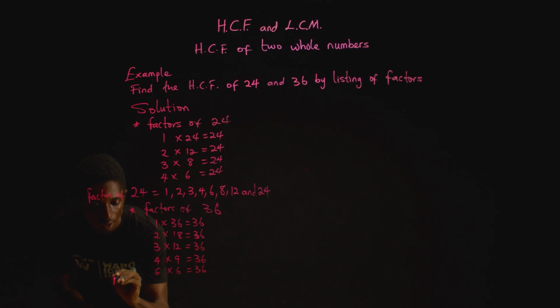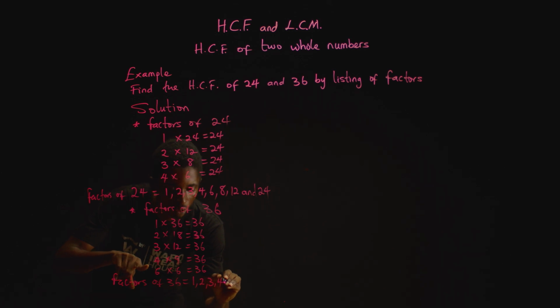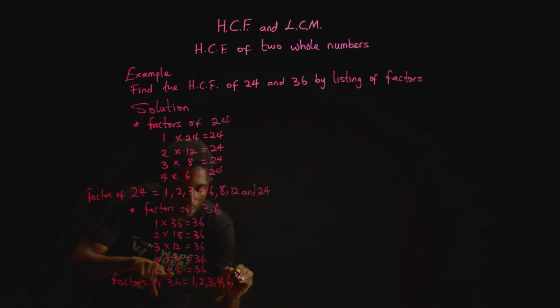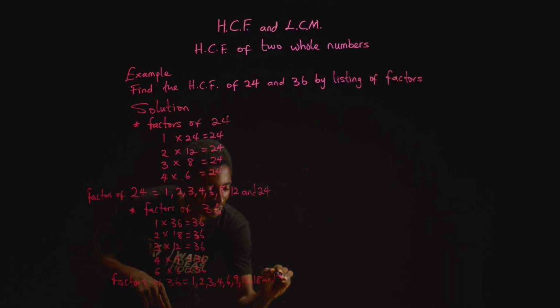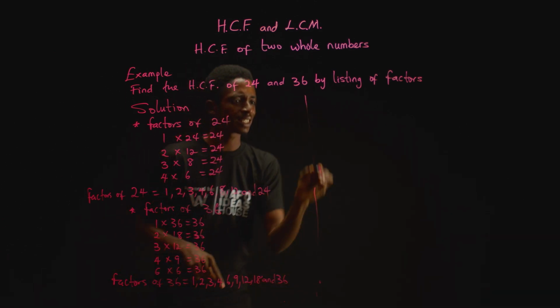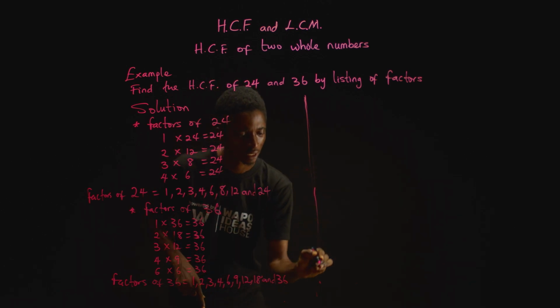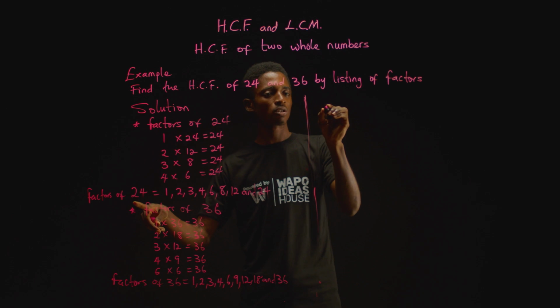Therefore, factors of 36 are 1, 2, 3, 4, 6, 9, 12, 18, and 36. Now that we have listed their individual factors, let us compare them side by side. So let's write them out together.